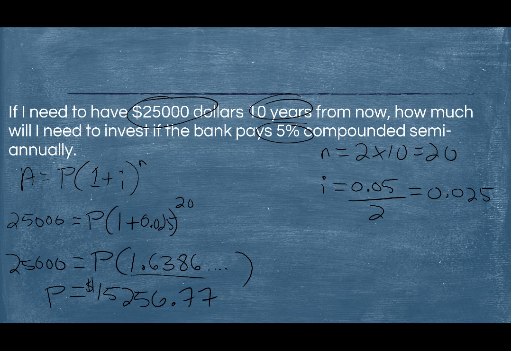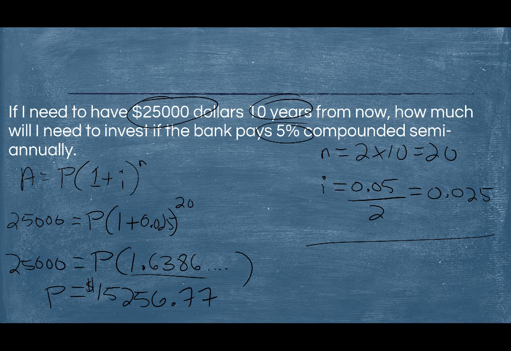And you might think, well, that's too much to invest right off the bat. But you could be contributing to this over time. If you just want to put in a lump sum, do absolutely nothing, and not put any more money in the bank, then you would have to invest $15,000 if you want $25,000 in 10 years. That is the way that you would do that.